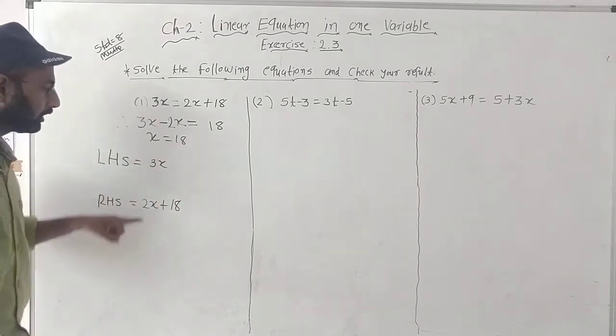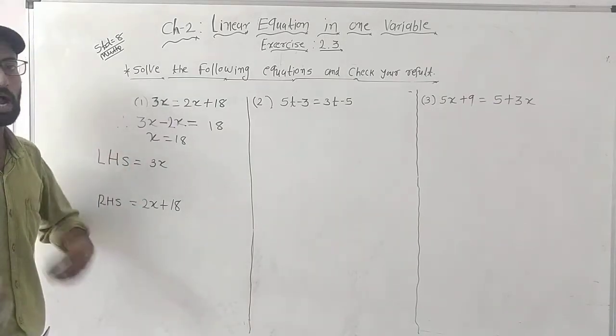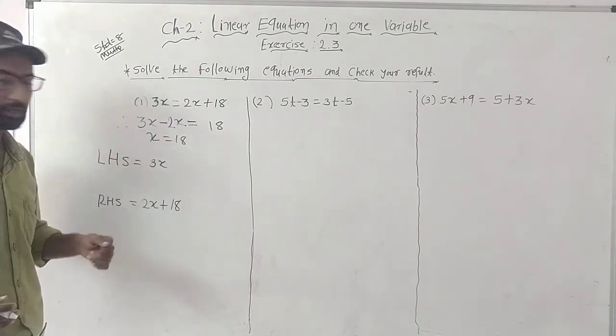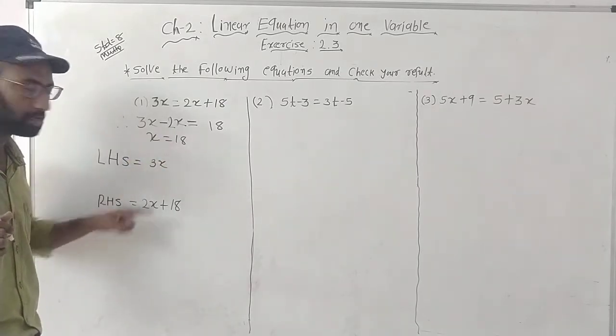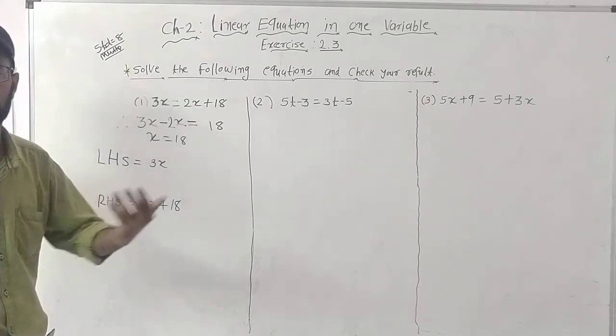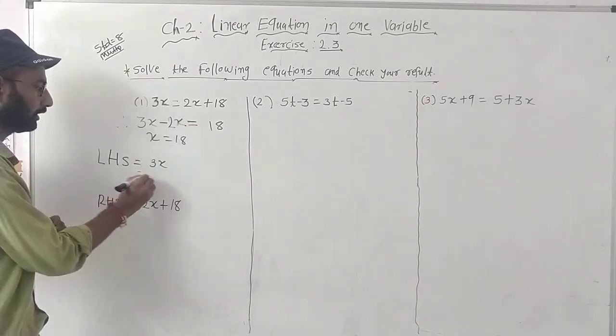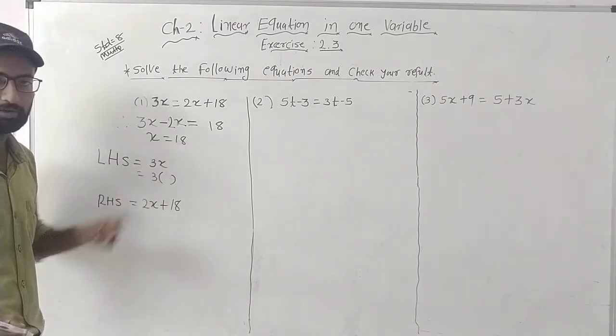Okay, in both sides, I mean in LHS as well as RHS, I am going to put the value of x as 18. If I am getting the same answer here and here, that means my answer is correct. This is how I can verify my answer. I can check my answer. See, I have written 3 as it is. In the place of x, I will write 18.